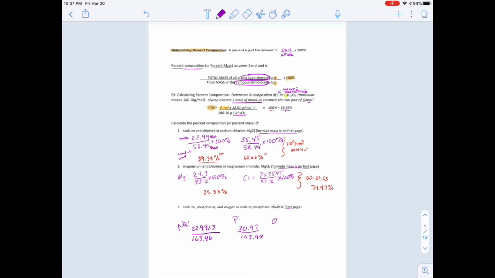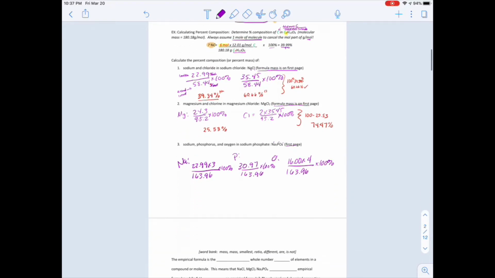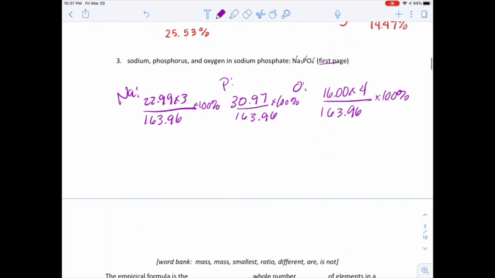And then the last one is the oxygen. Don't forget, that one is 16.00 times 4 over 163.96. All of these are times 100% too. I shorted myself there. All right, and come back up. I'm going to zoom back out. So just grab my calculator. 22.99 times 3 divided by 163.96 times 100. You can do this in any order.